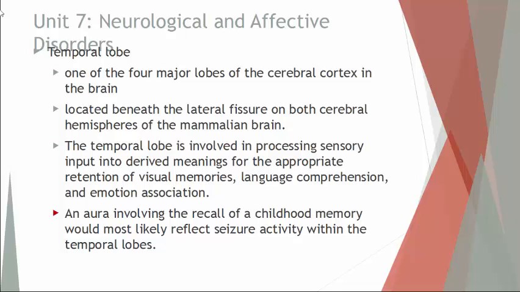the normal mammalian brain. The temporal lobe is involved with processing sensory input into deriving meanings, from the appropriate retention of visual memories, language comprehension, and emotional association. So being able to retain information from memories, being able to comprehend language and emotions and how those go together. And an aura involving the recall of a childhood memory is most likely going to reflect some activities of seizures found in the temporal lobes.